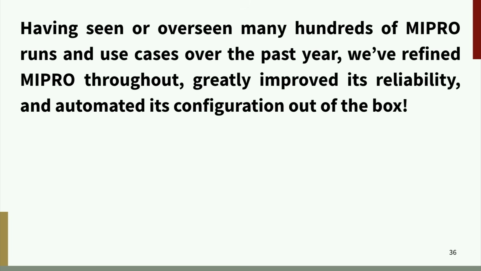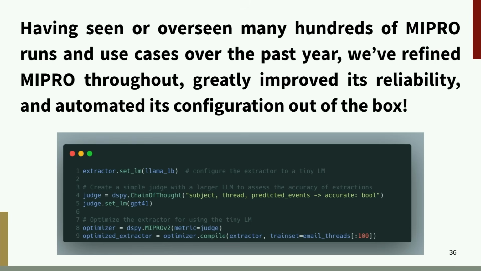The optimizer that's been around in DSPy for the past year and is most popular is called MIPRO. We've seen hundreds, maybe even thousands, of MIPRO runs and use cases over the past year, and we've used that to refine a lot of the little details that matter for reliability of MIPRO. We've also automated its configuration out of the box. We used to hear, hey, I don't know how to configure this parameter or that parameter. So right now, this code here is a complete piece of code, not only to use MIPRO, which is these 2 lines, right?